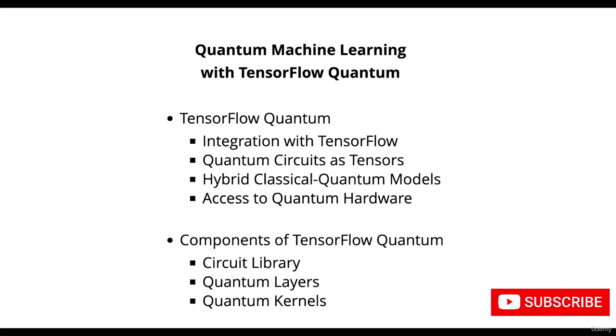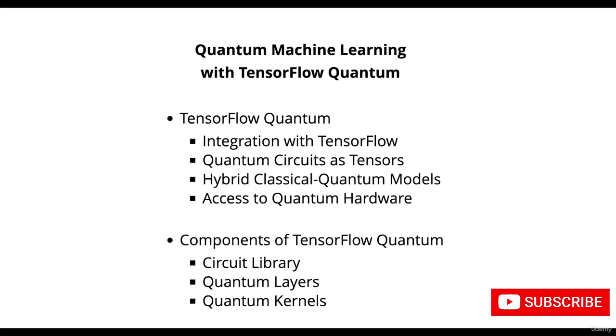Hybrid classical-quantum models: you can build hybrid models that combine classical and quantum components for performing machine learning tasks. We have access to quantum hardware. TFQ provides interfaces to access quantum processors from hardware providers like Google's Cirq and IBM's Qiskit.